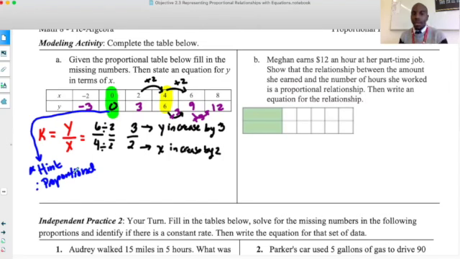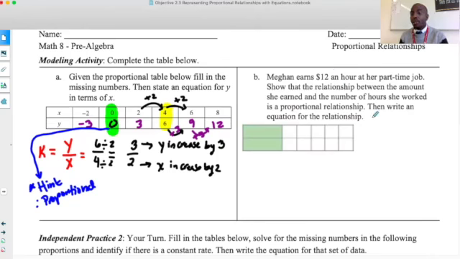Let me go on to do modeling B, so that way we can then dive into understanding this from a word problem perspective. Now, Megan earns $12 an hour at her part-time job. Show that the relationship between the amount she earned and the amount of hours she worked is a proportional relationship. So earned, hours. You want us to show that in terms of a proportional relationship and then write an equation.